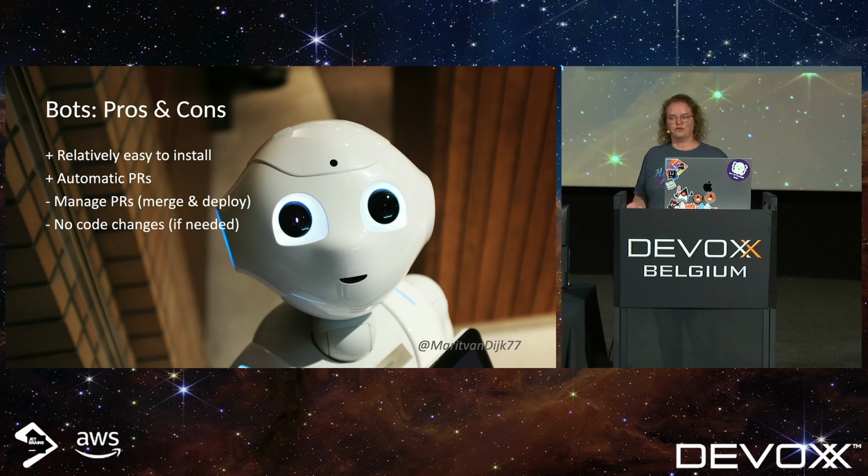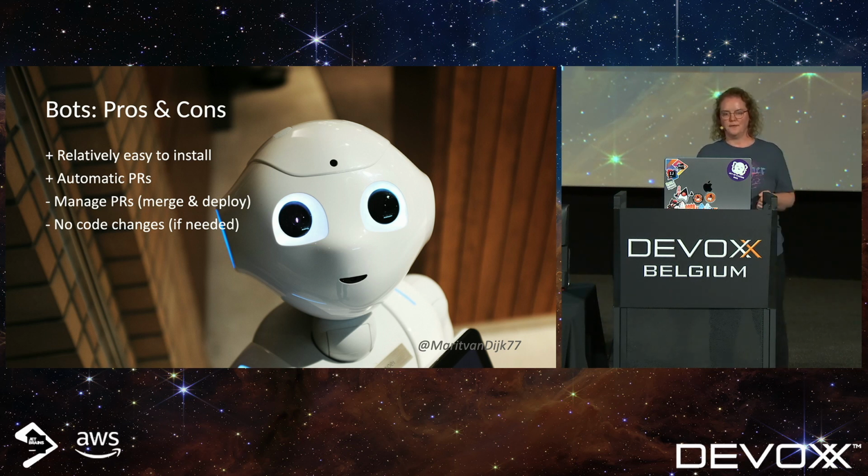So the pros and cons of bots are that they're relatively easy to install and they create automatic PRs for you. You can then see in your build whether a new version passes your build. And if it doesn't, then you know, oh, we have more work here. But even if it does, you still need to make sure that you can deploy that because how confident you are will also depend on your test suite.